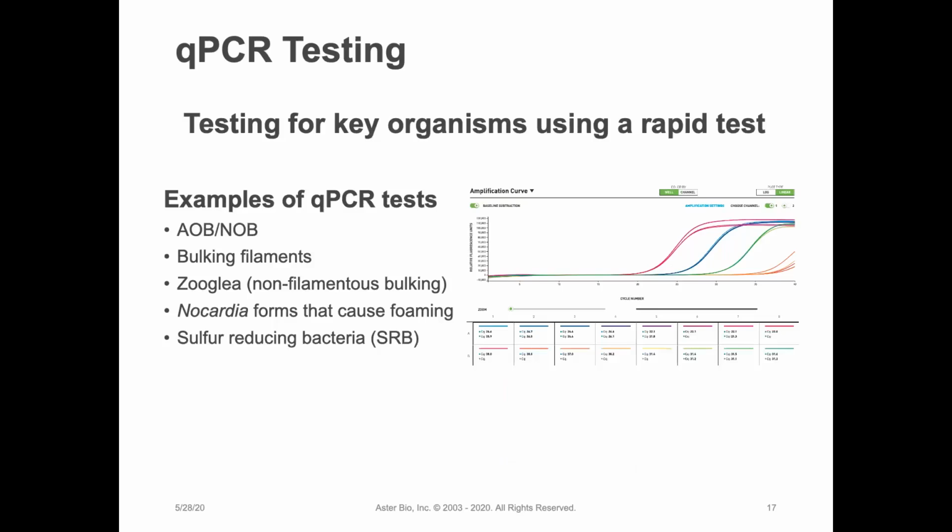qPCR, the other test we discussed, is a rapid test. It takes only an hour and can often give data back the next day. It's used to detect very specific organisms of interest, such as the ammonia oxidizing or nitrite oxidizing bacteria, specific filaments known to be in your system, nonfilamentous bulking, and even sulfur-reducing bacteria.